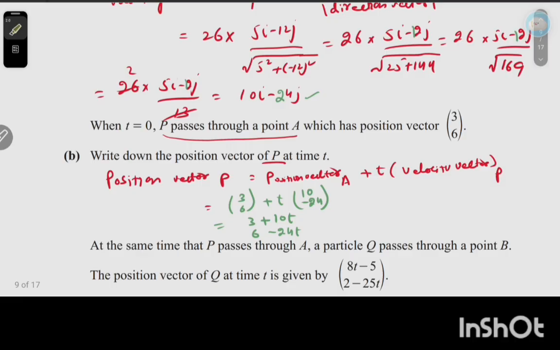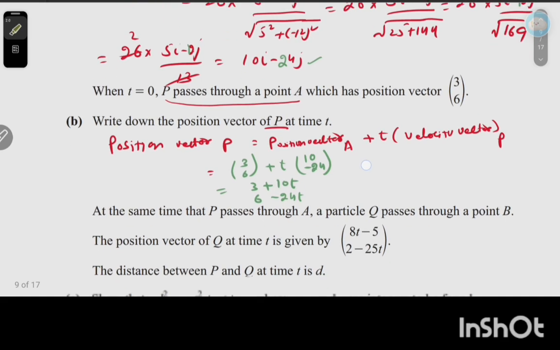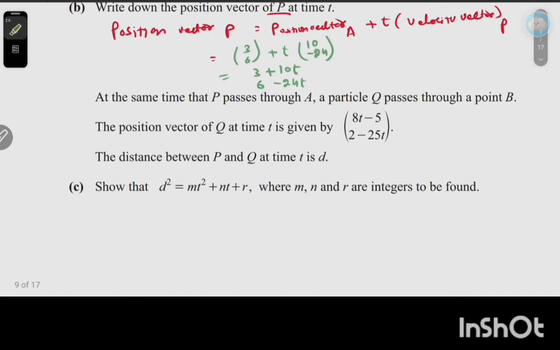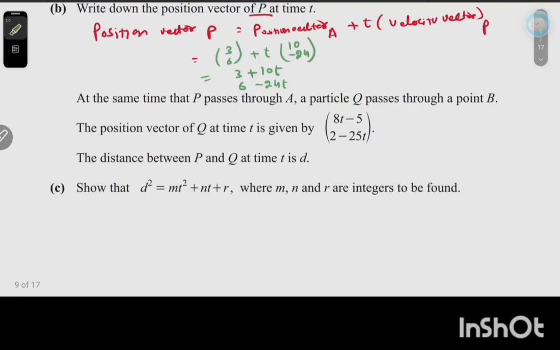Okay, now next, at the same time that P passes through A, a particle Q passes through the point B. The position vector of Q at time t is given by (8t minus 5, 2 minus 25t). Now the distance between P and Q at time t is d. Show that d squared equals mt squared plus nt plus r, where m, n and r are integers to be found.